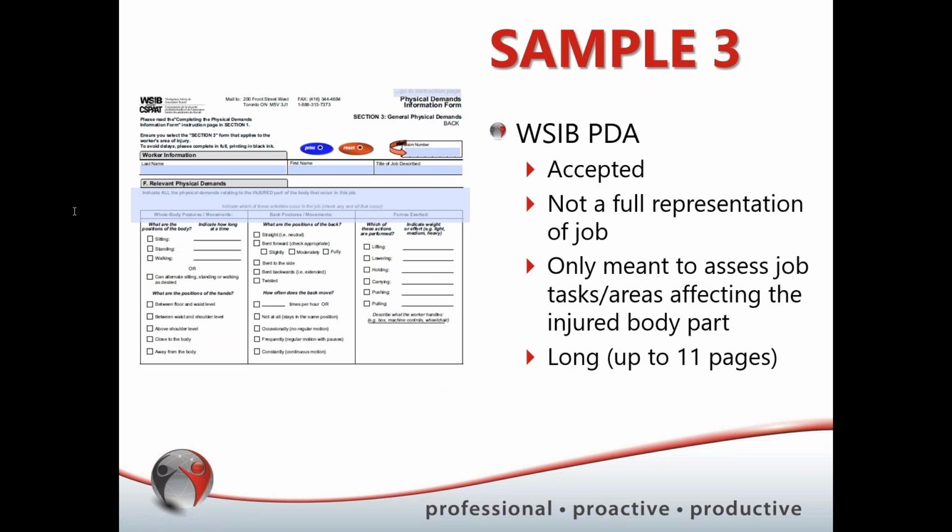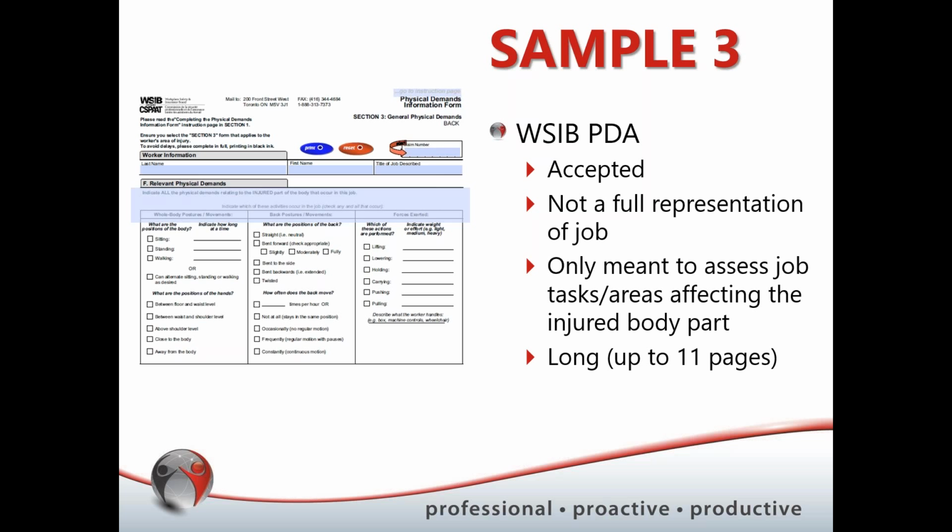The third sample I've put in here, because we do see this one often as well, is the WSIB PDA. So this is available online for you to fill out, and it is actually really meant for the employer to fill out. There are good pros and cons to this. In particular, the pro is that it's accepted, right? The WSIB recognizes this PDA because, well, they should, they created it.